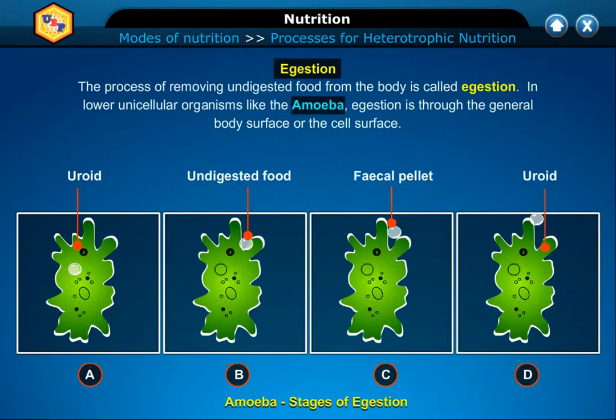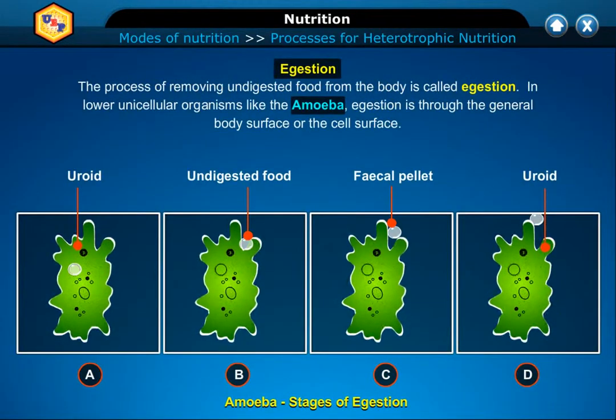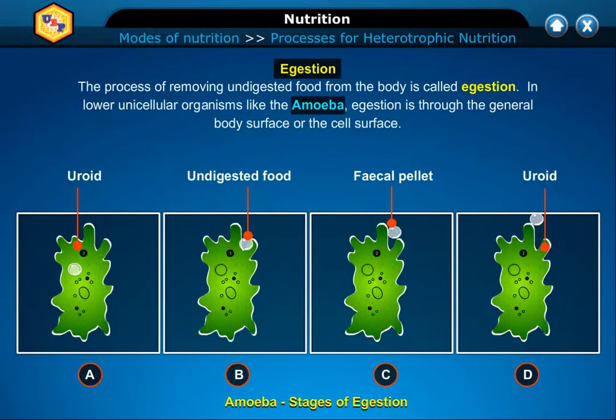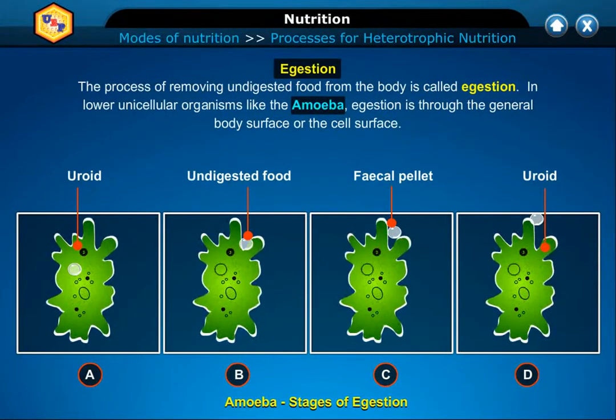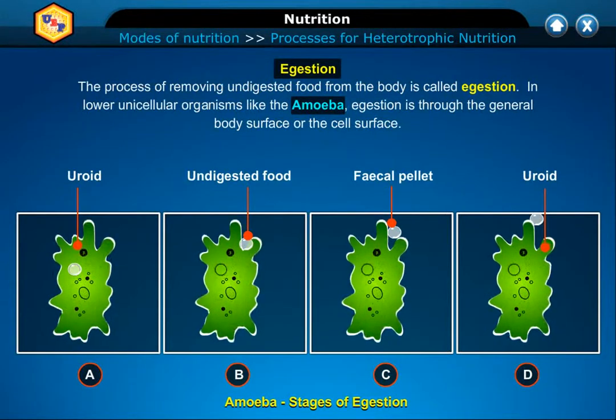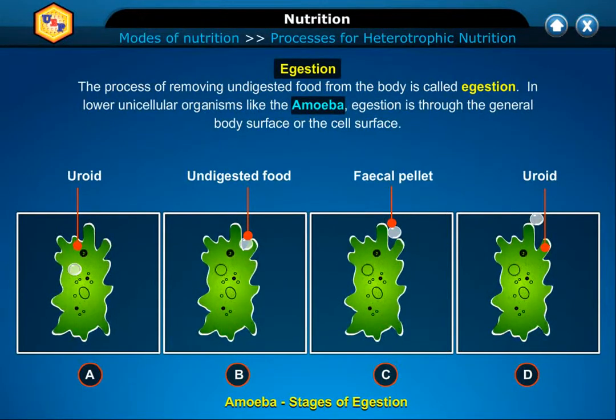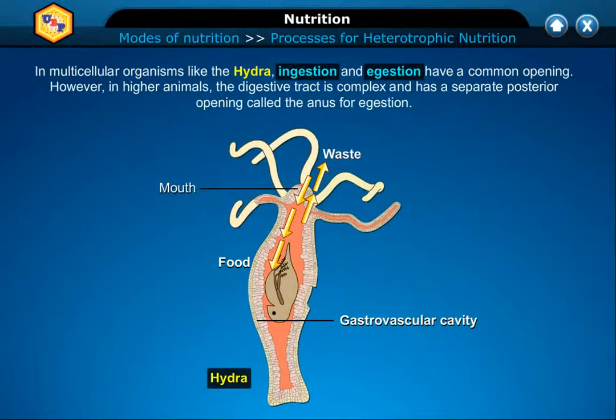Number 5. Egestion. The process of removing undigested food from the body is called egestion. In lower unicellular organisms like the amoeba, egestion is through the general body surface or the cell surface. In multicellular organisms like the hydra, ingestion and egestion have a common opening. However, in higher animals, the digestive tract is complex and has a separate posterior opening called the anus for egestion.